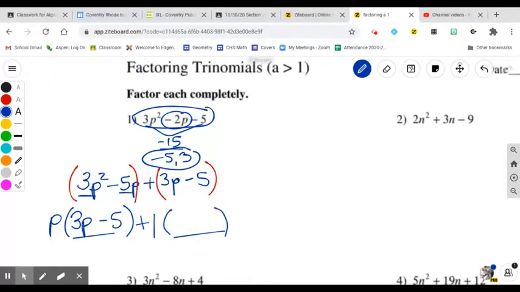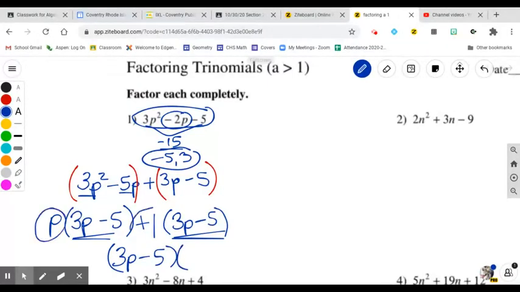You do have to take it out. Otherwise, you wouldn't have a binomial for the end. And so then this would stay 3p minus 5. Notice that these do match, which is what we want. And so that becomes one of your binomials for your answer. And then the p plus 1 in the front, so the GCFs, that becomes your other one. And so that's the answer to number 1.